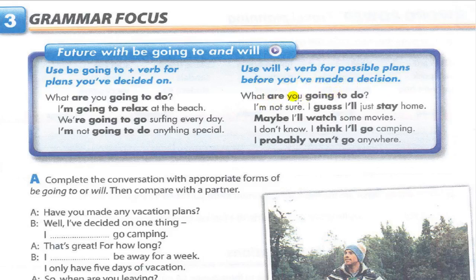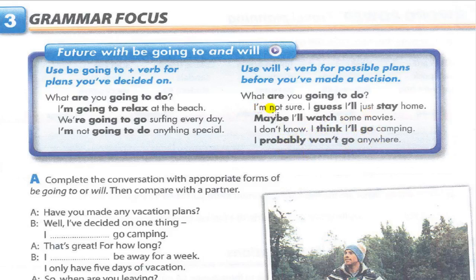A: What are you gonna do? B: I'm not sure. I guess I'll just stay home. Maybe I'll watch some movies. I don't know. I think I'll go camping. I probably won't go anywhere.